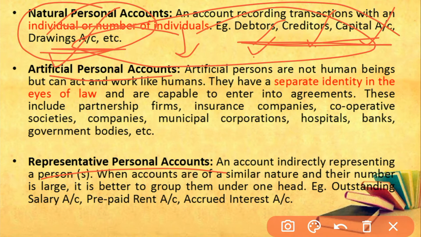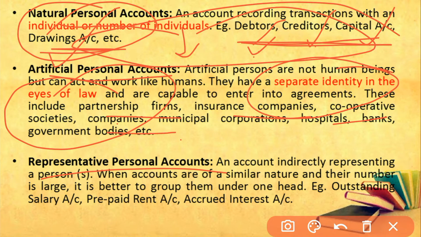Okay, so let's go to the next category, that is your artificial person account. An artificial personal account is a person that is not actually a human being, but it has a separate entity in the eyes of law. What does this mean? Separate entity in the eyes of law means it can be sued or it can sue others. Hence, for example, these are partnership firms, insurance companies, cooperatives, companies, municipal corporations, hospitals, banks, government bodies, etc. These are the artificial persons. Okay, so these can enter into agreements on their own. That is why these are the artificial persons.